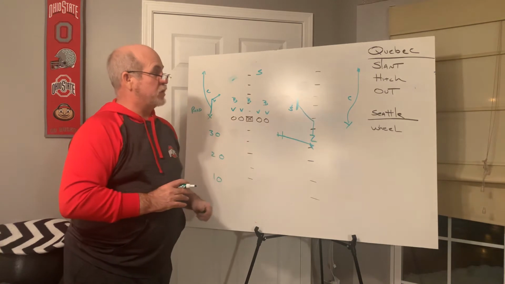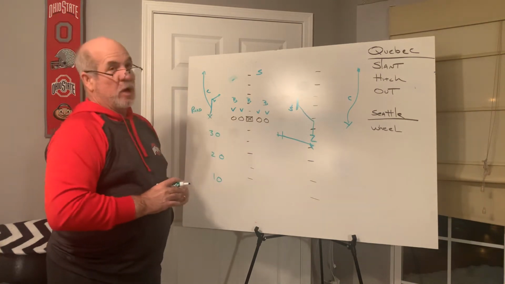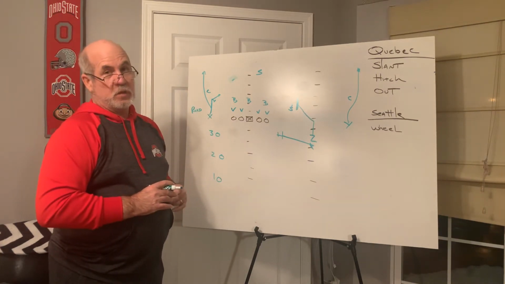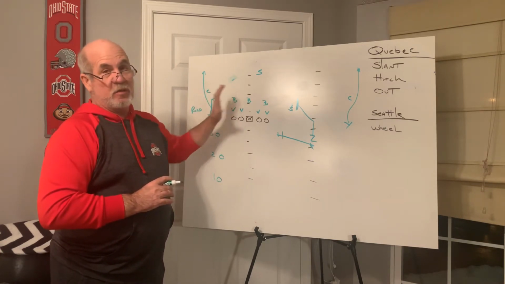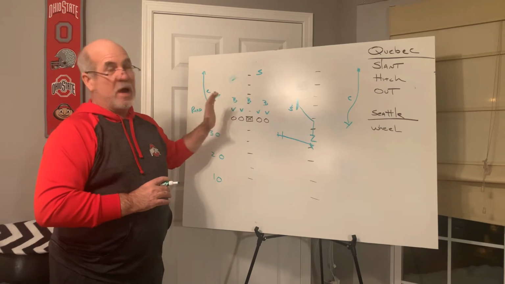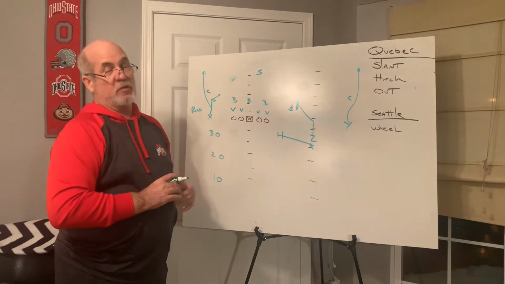We got a mandatory outside release go. We got a read route over here. Okay, again, paired with an inside run, so we know there have to be 7 defenders in the box, leaving only 4 to cover our receivers.